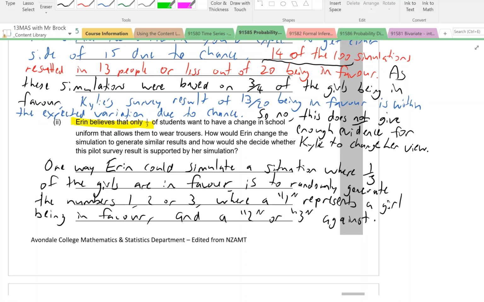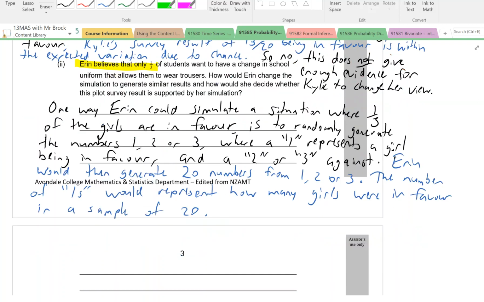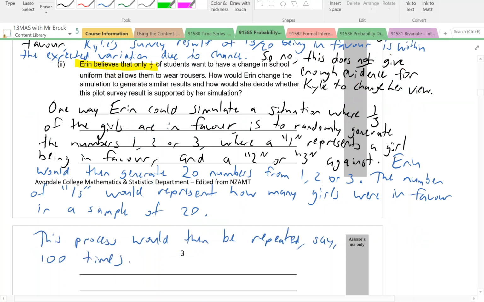So Erin would then generate 20 numbers from 1, 2 or 3 and count how many ones she got. The number of ones would represent how many girls were in favour in a sample of 20. This process would then be repeated lots of times, say 100 times. Why? To build up a picture of the amount of variation we would expect to get between samples of 20 if the true proportion was 1/3.